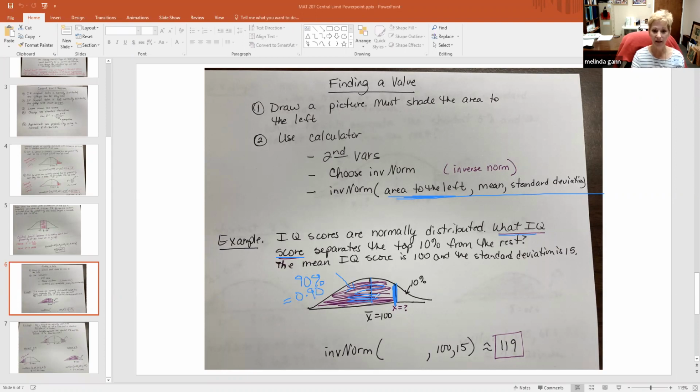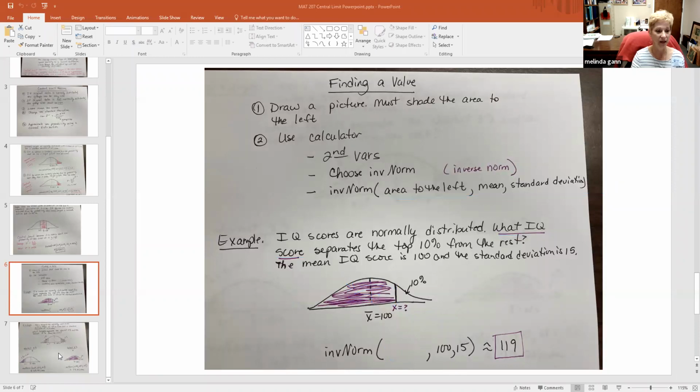So that's the area to the left. So that's what I would type right there. 0.9 or 0.90, that's my area to the left of the value I'm looking for. And then there's my mean and my standard deviation. And I rounded to a whole number because IQ scores round to whole numbers. We don't have partial numbers on an IQ. Okay? So let's go do another one and make sure.